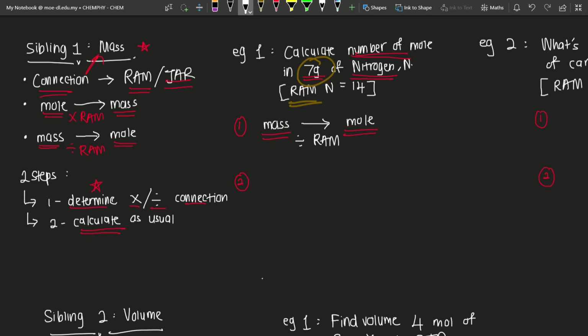So, mass kita adalah 7 gram. Bahagi dengan RAM nitrogen 14. So, you guys akan dapat 0.5. Unit, jangan lupa wajib letak unit, which is mol. Question asks us to find mole and unit for mole is mol.